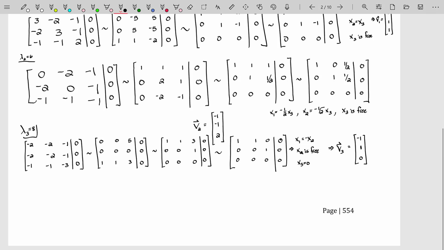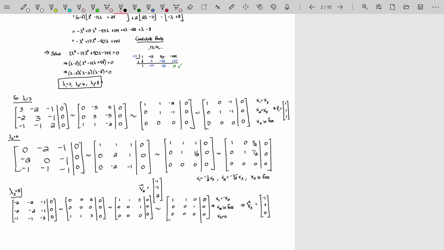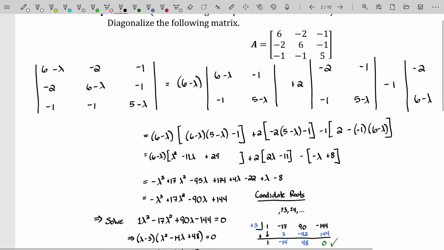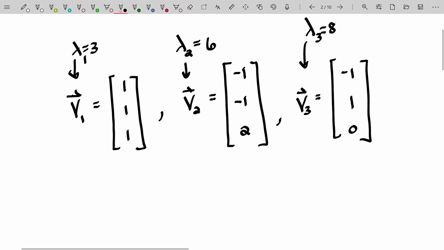All right, there's our third eigenvector. Now I'm actually going to clean this up because I want to use this page to finish this diagonalization process. So let me go up to the top again. All right, so I have everything cleanly written right here.